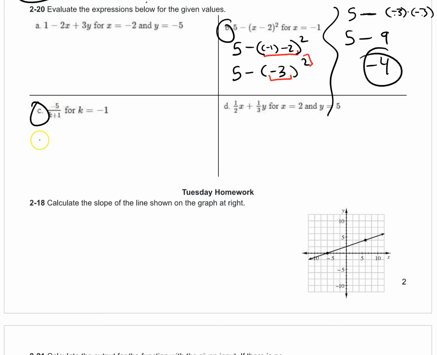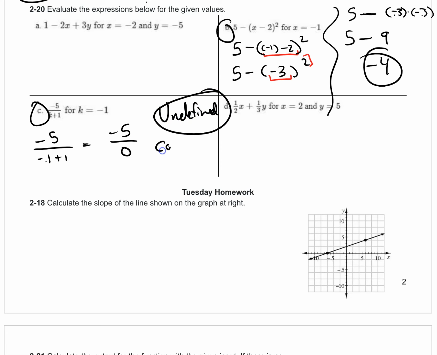Okay, this is a fraction. -5 over whatever k is plus 1, and k is -1. So this is going to be -5 over -1 plus 1 is 0. And anything divided by 0 is no solution. Or you might even write undefined. Can't divide by 0.